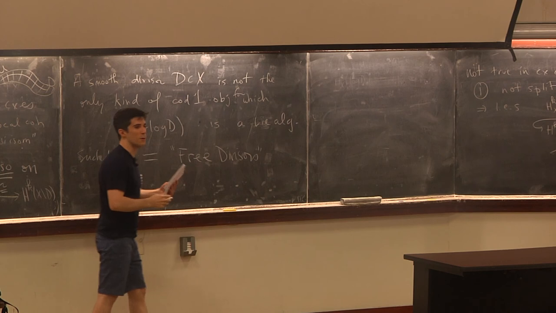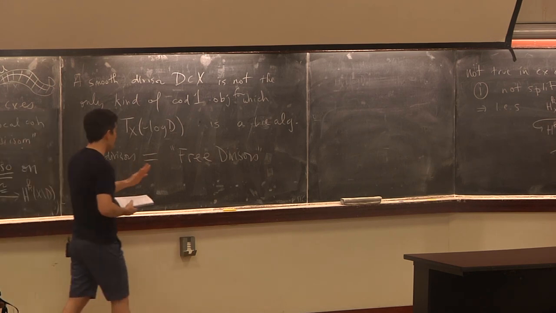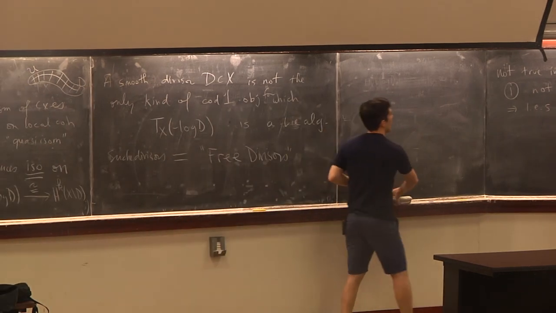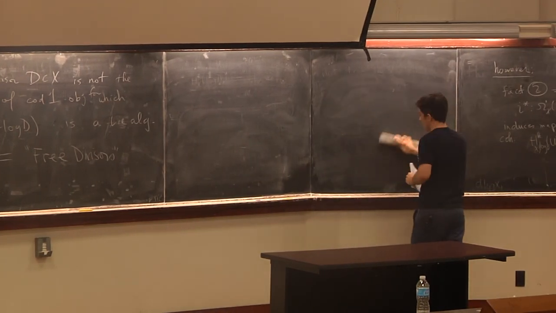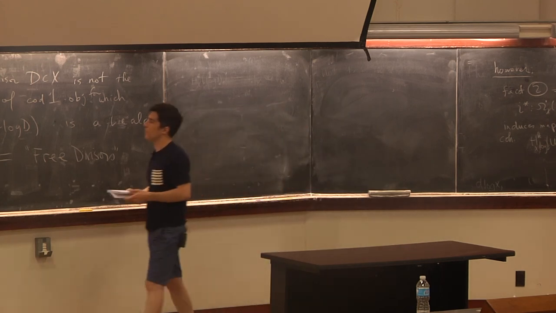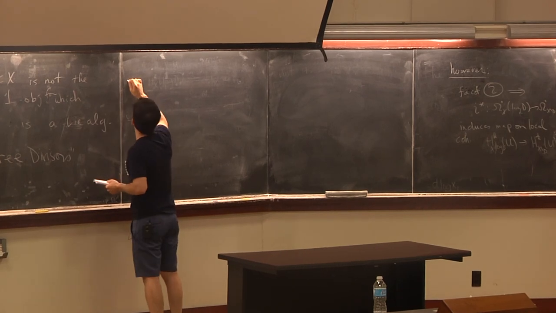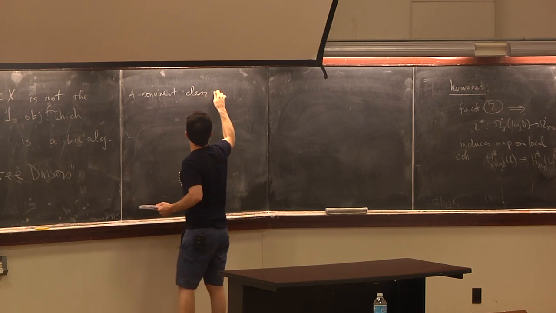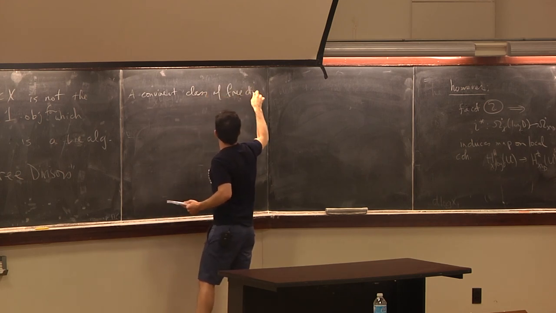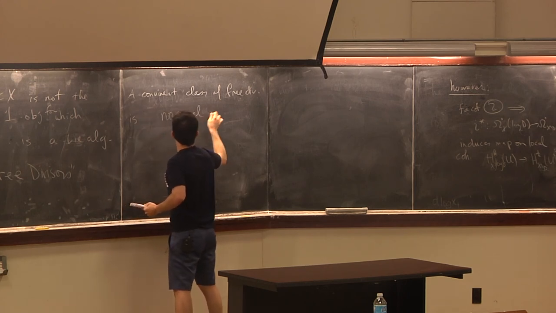And in the holomorphic category, there's a gigantic literature on free divisors. And the open problems in this field are truly kind of incredible. Some of them are really interesting problems centering on computing, for example, this logarithmic cohomology and such. So let me just explain one convenient class of free divisors, the so-called normal crossing divisors.